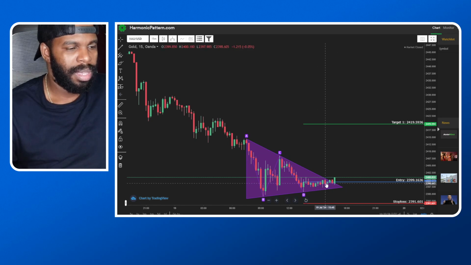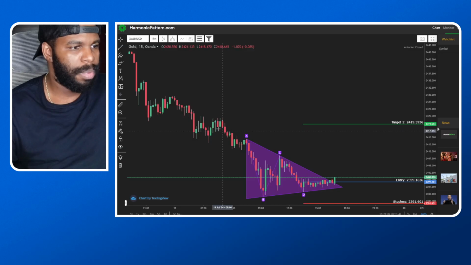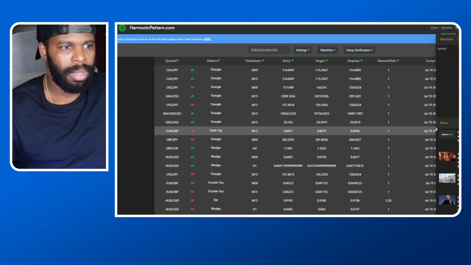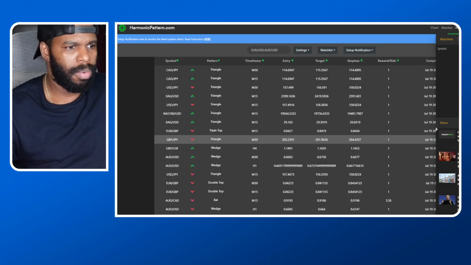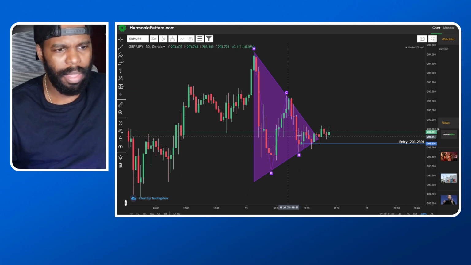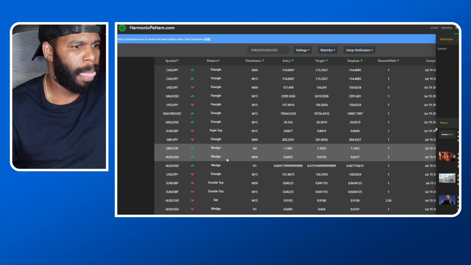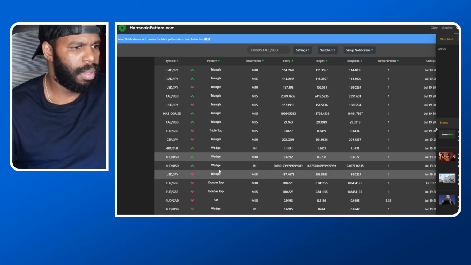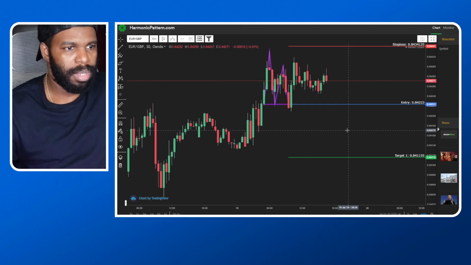These patterns, like harmonic pattern, make it a lot easier to find these patterns. Okay, the triple top: EUR GBP has a triple top, as you can see here. That's a triple top pattern. GBP JPY has a triangle pattern or a wedge. GBP CHF has a wedge pattern, as you can see. USD has a wedge pattern, as you can see here. Let me see. EUR GBP has a double top.